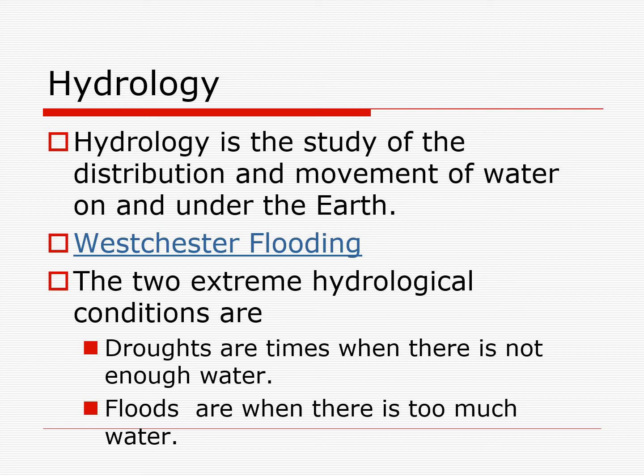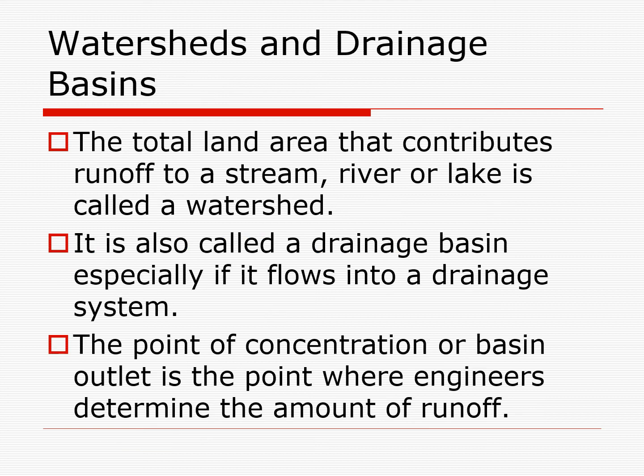And as engineers, we've been kind of stuck with finding ways to eliminate some of the flooding or getting the flooding to a more manageable level, but they do flood when there's intense rainstorms. The total land area that contributes runoff to a stream, river, or lake is called a watershed. It is also called a drainage basin, especially if it flows into a drainage system. The point of concentration or basin outlet is the point where engineers determine the amount of runoff.